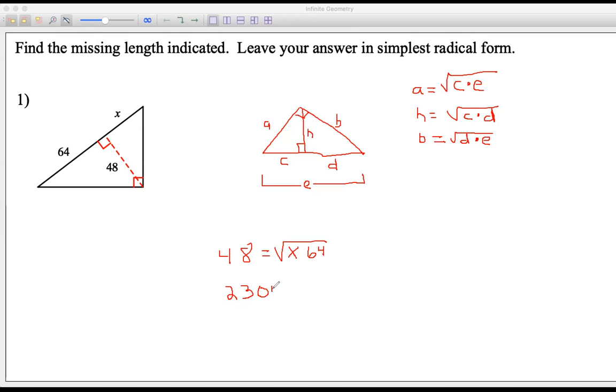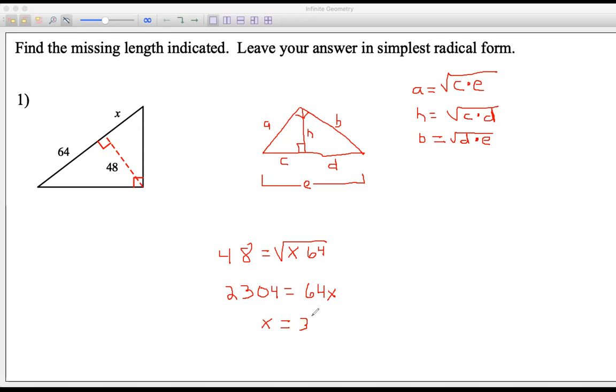All I'm doing is squaring both sides, and that's equal. Well, squaring gets rid of square roots, so we're left with 64x. And now it's a simple algebra problem. Therefore, x equals, you've got a calculator in front of your face.